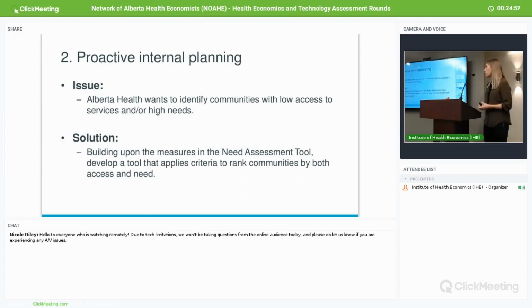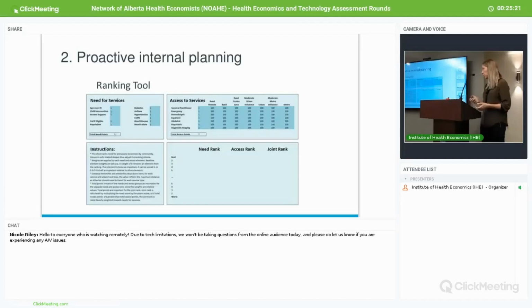So the next entry point would be Alberta Health wanting to identify communities with low access to services, or identify communities that have really high needs. Keeping in mind that high needs might be met with great access, but we just want to identify both of those two things separately. So we built upon the measures in the need assessment tool. So this is how we're keeping the tools integrated with each other, to develop a tool that applies criteria to rank communities by both access and need.